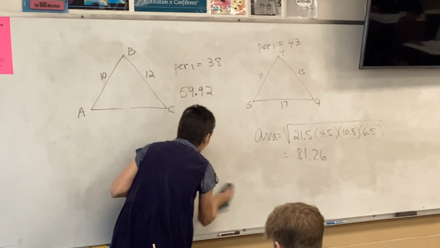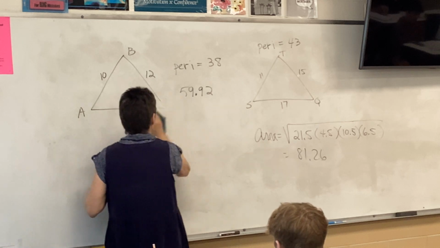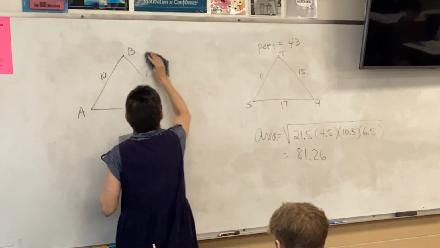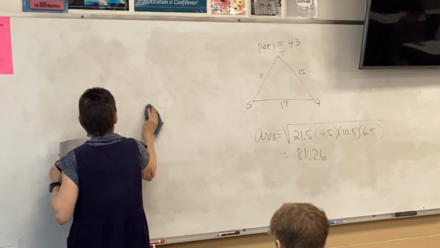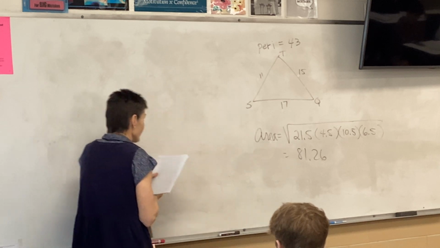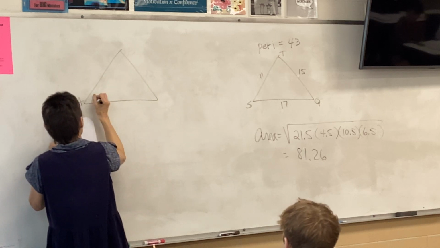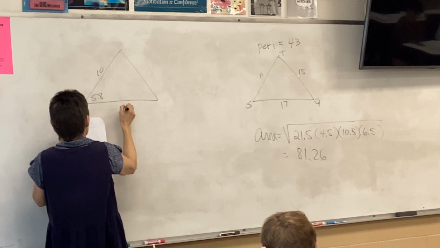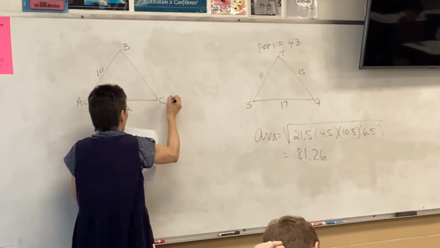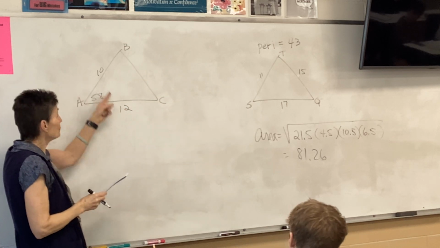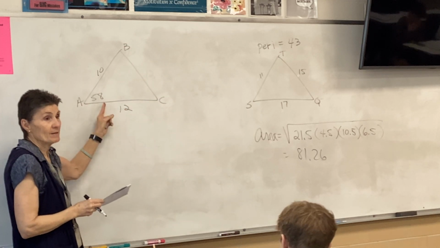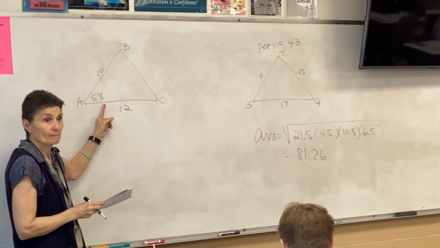So we will not be using Heron's formula. Luckily for us, there is an equally simple, maybe even simpler, way of finding the area when we know two sides and the angle in between them.